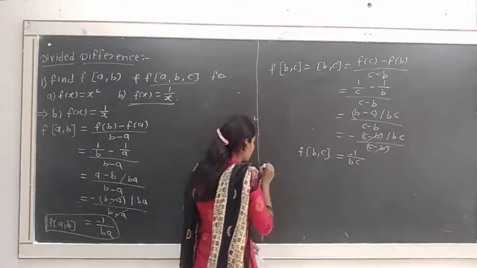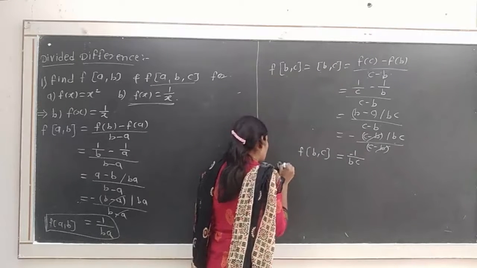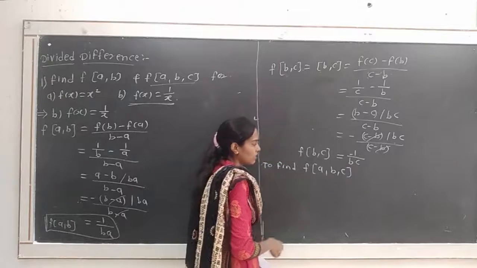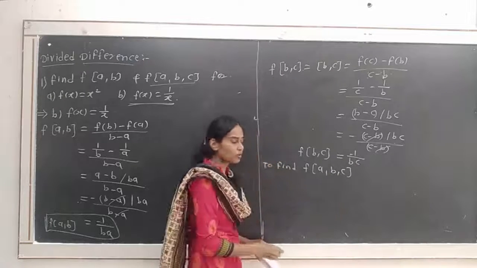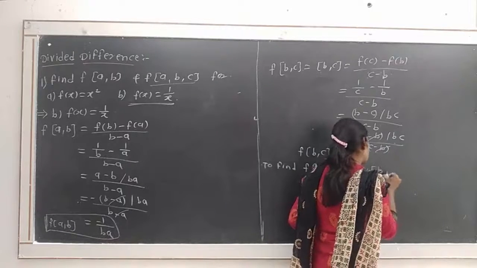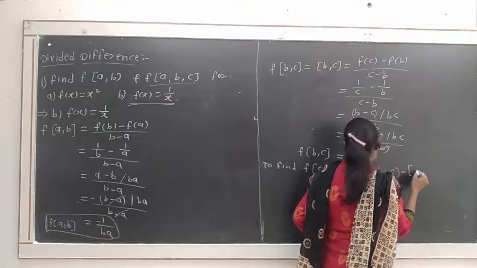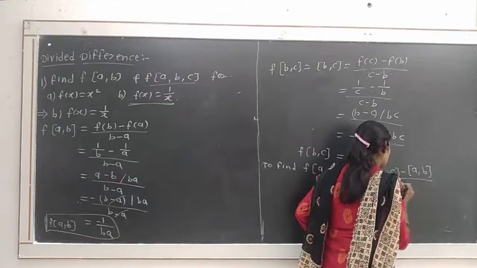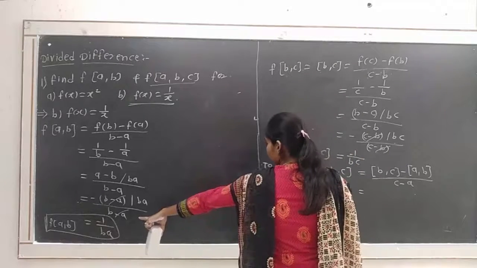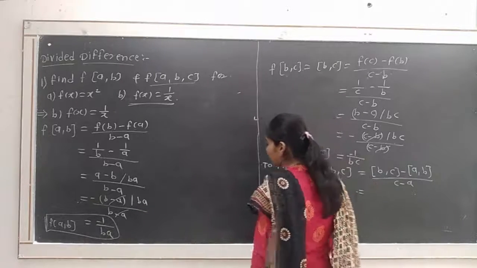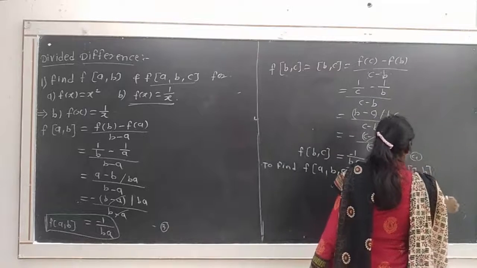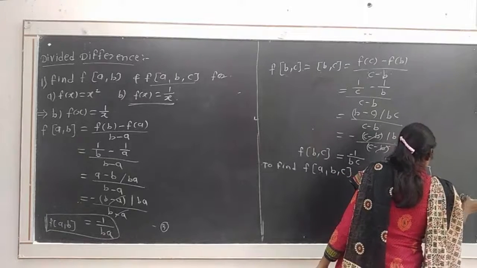Okay, so then to find f of A, B, C, that is the second divided difference for the arguments A, B and C. By using the definition, that is equal to the divided difference of BC minus the divided difference for the arguments A, B, divided by C minus A. Here we take f of AB as equation 3 and f of BC as equation 4.